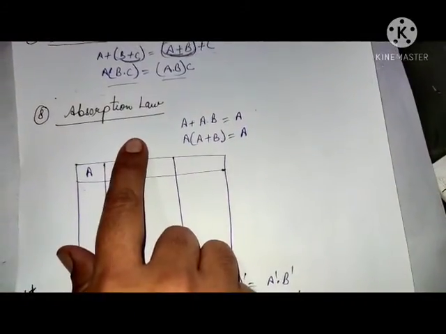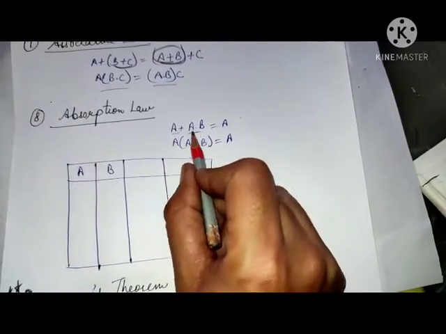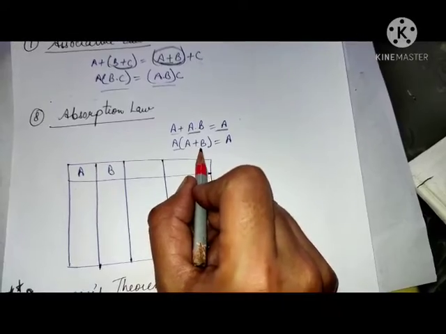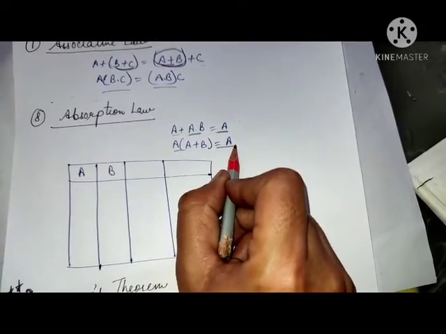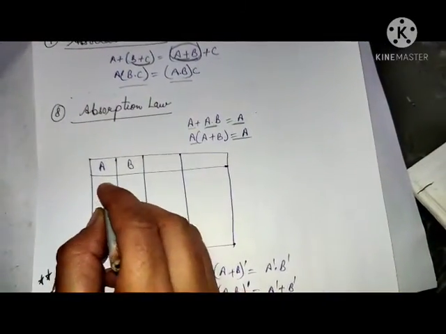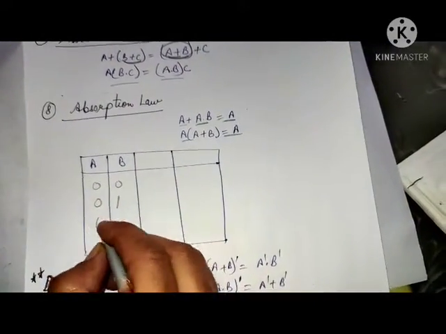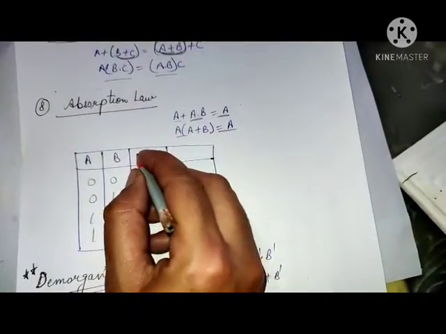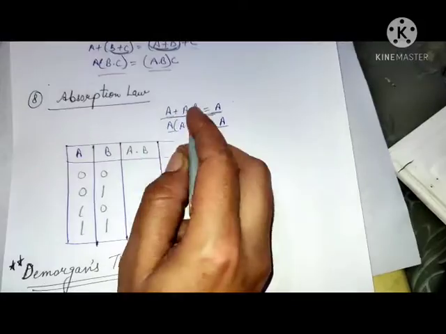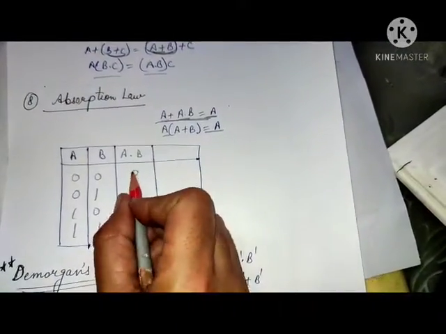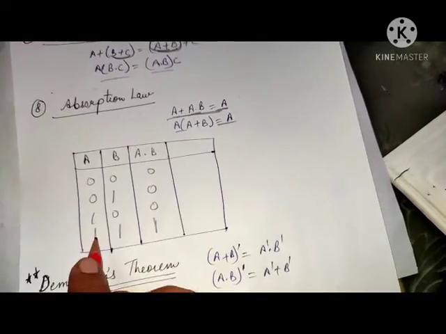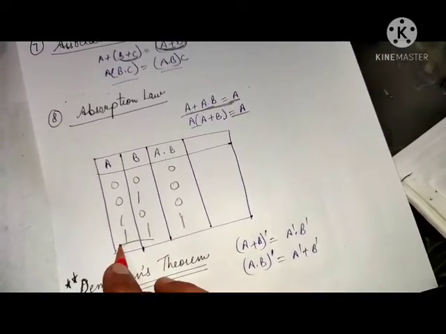Next is the absorption law. This law states that a plus ab is equal to a, and a multiplied with a plus b is equal to a. Now I am constructing the truth table to prove this. So there are 2 variables. Take the 4 combinations, and firstly I am proving this. Have to take the product ab. So in this product, what is the value? 0, 0, 0, 1. Because the product gives the result 1 only when both are 1.